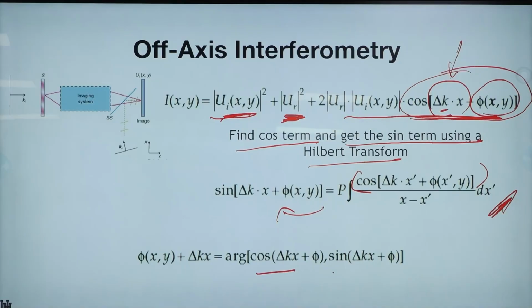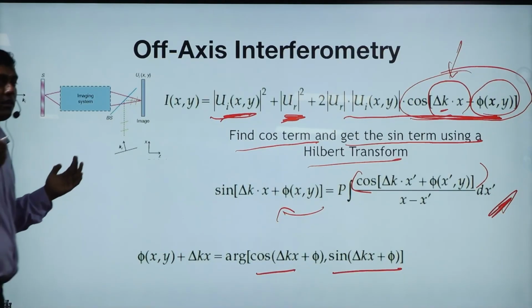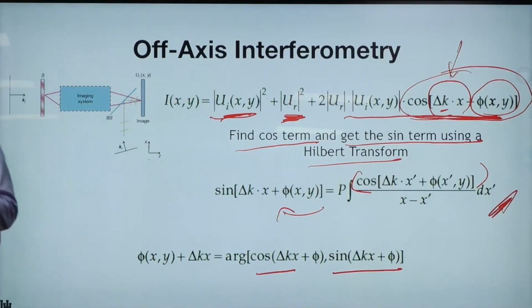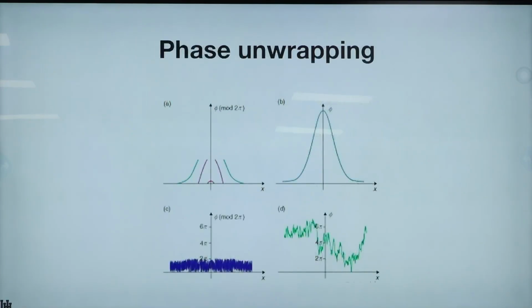Cosine and sine, so that's the real part and the imaginary part. So you can get the angle of the complex number using the real and the imaginary part, right? You do that and you can get the phase of the object. One of the problems with this approach is that there is no unique solution in the classical sense. What I mean by that is you have this problem of phase unwrapping.